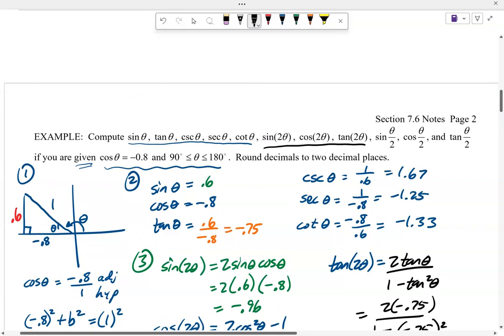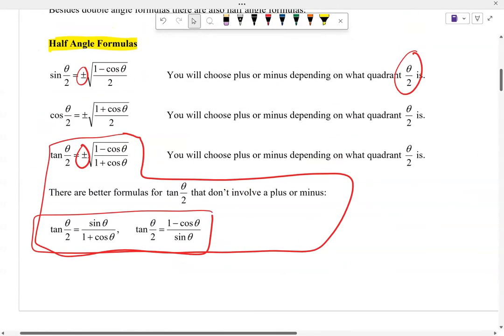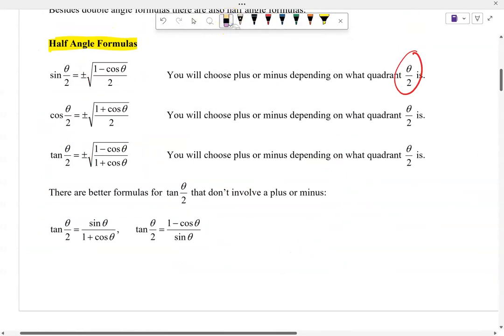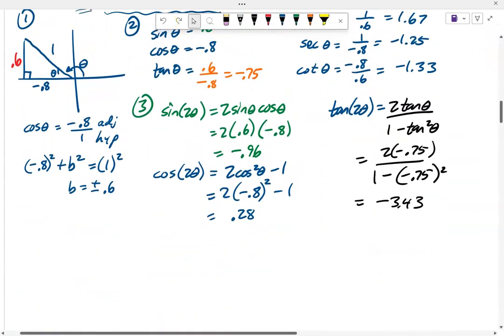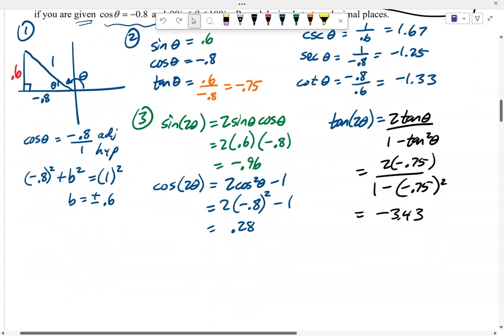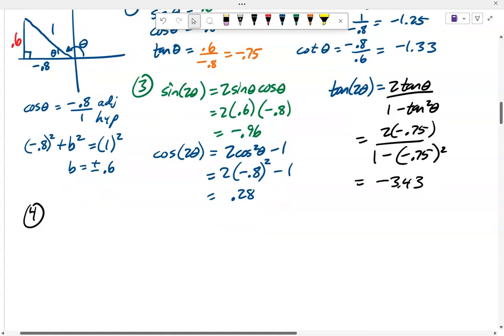Those 3. Now let's do these half angles. Sine theta over 2, cosine theta over 2, and tangent theta over 2. So now we're using these half angle ones right here. And notice we got to decide if it's positive or minus. So what quadrant is theta over 2 in? So let's do this step number 4. I'm going to start out with asking, where is theta over 2?